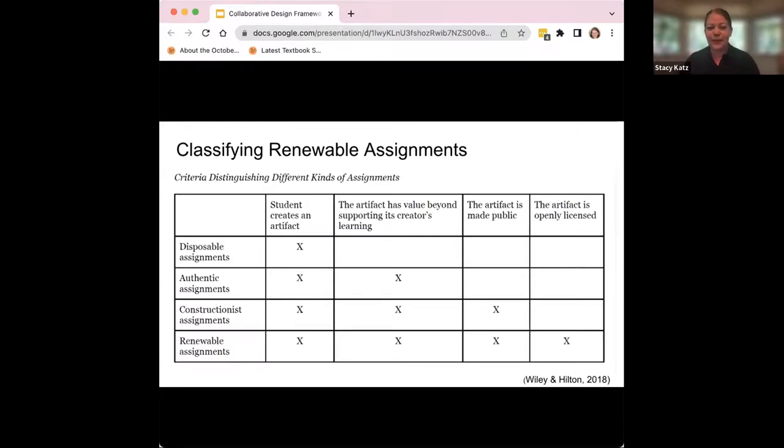But she's teaching teachers, and the assignment she was already giving in her course was really already a constructionist assignment. Her students, the teachers, were asked to create a lesson plan and incorporate technology into it; her course was language literacy and educational technology. So the students were creating artifacts, and the artifact had value beyond their own learning. The artifact was made public because they were actually already teaching with it, but it was never openly licensed because Jennifer didn't know about open licenses at that point. So it wasn't renewable, but it really was constructionist. It was being displayed elsewhere than just in her course. It actually made it into the student's classroom, into their school where she was teaching with it.